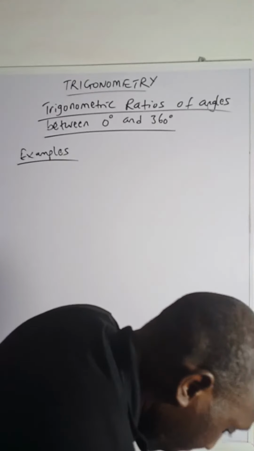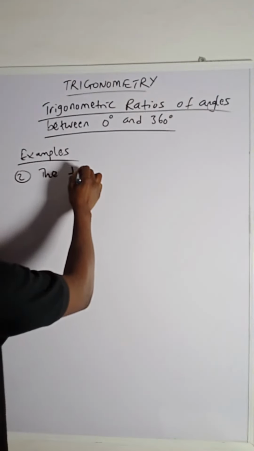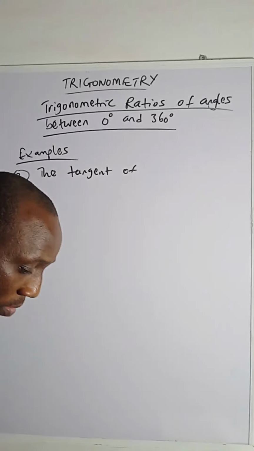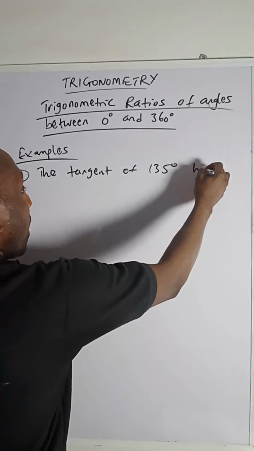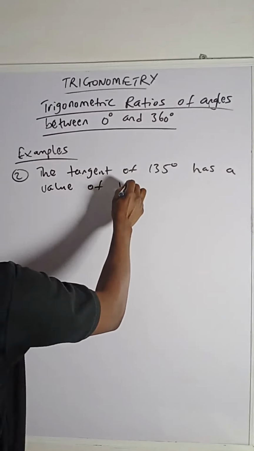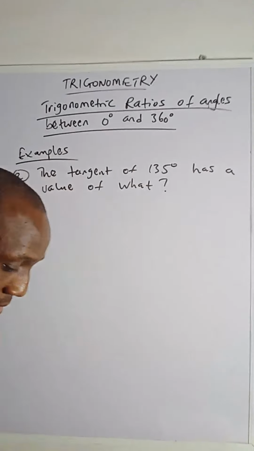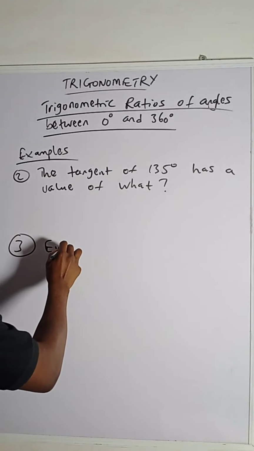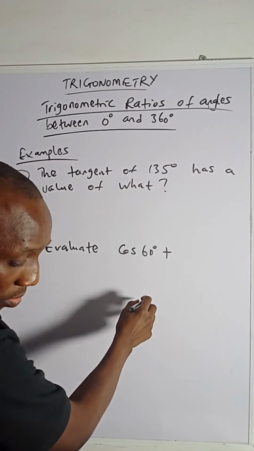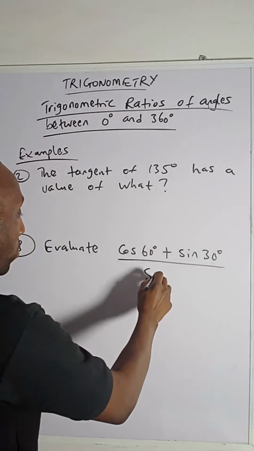Beautiful. So we have another question. This is the second example, and we have that the tangent of 135 degrees has a value of what? Let me just leave space for that one. You can go ahead and start doing that. Then evaluate cos 60 degrees plus sine 30 degrees over sine 150 degrees.